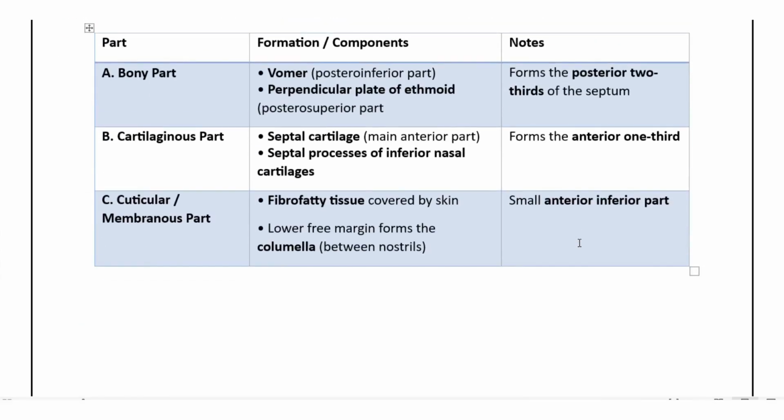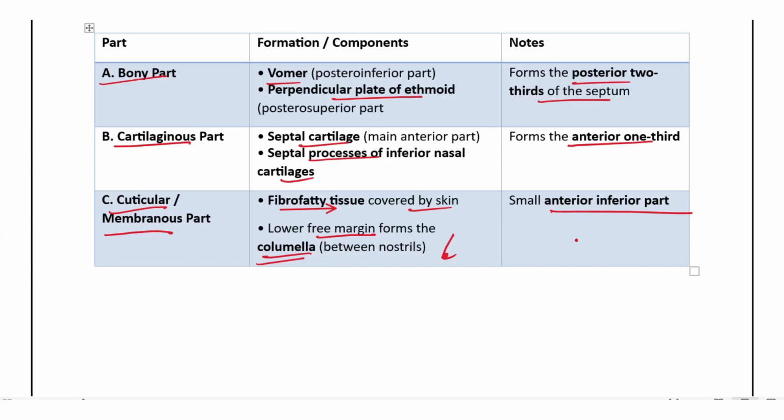Now the formation of the nasal septum is by the bony part, the cartilaginous part, and the cuticular or membranous part. The bony part is formed by the vomer and perpendicular plate of ethmoid. It forms the posterior 2/3 of the nasal septum. The cartilaginous part, that's the septal cartilage and the septal process of the inferior nasal cartilage, forms the anterior 1/3. The cuticular or membranous part, also called the fibrofatty tissue, is usually covered by the skin. The lower free margin is called the columella. This is the tip of the nose that's present between the two nostrils. It's the most inferior part of the nasal septum.